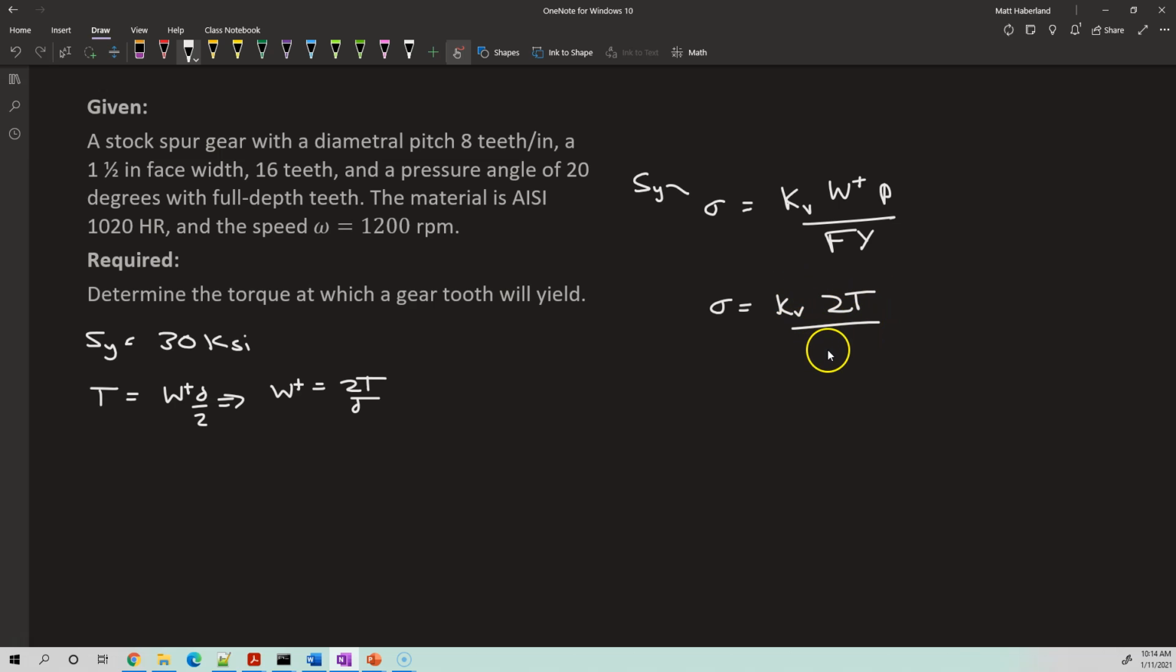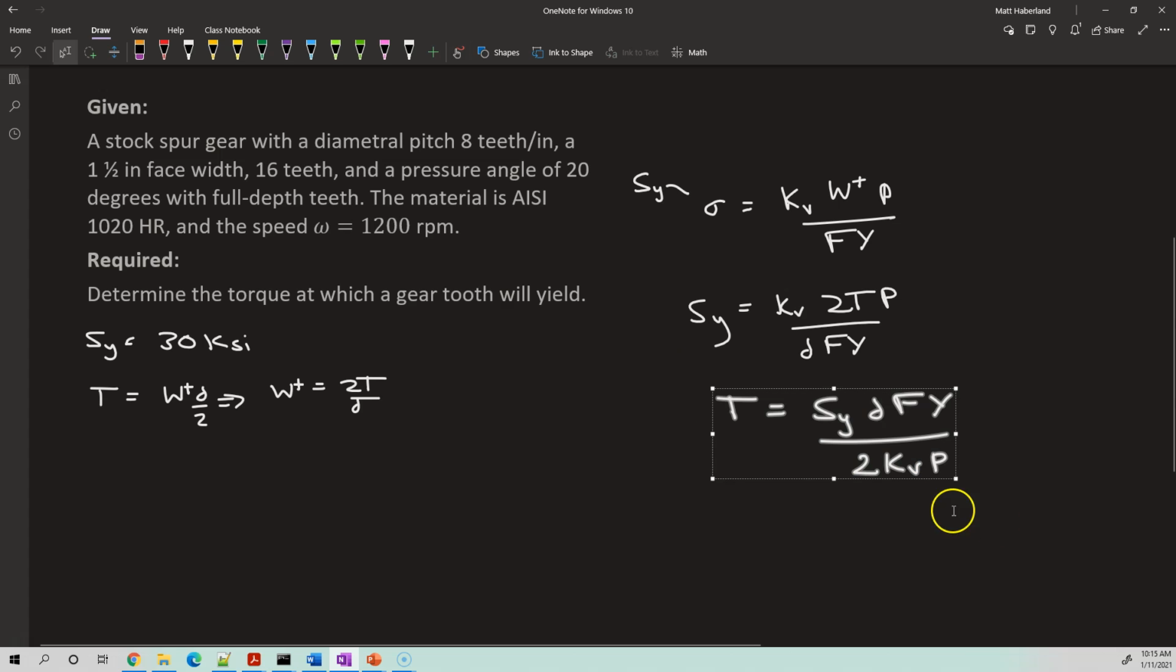2T divided by the diameter Fy, and we've got a factor of P up there. And this is equal to, I guess I should substitute in the yield strength, right? That's when it yields. And we need to solve for the torque. So let's just rearrange this. The torque is equal to Sy d Fy over kV 2 kV P. Okay, so that's our formula.